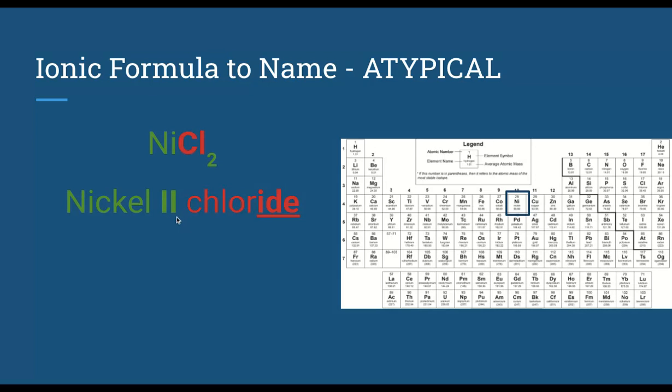To identify what Roman numeral I'm going to use, I need to uncrisscross my charges. And because this 2 is on the outside of chlorine, it must have come from nickel having a 2+ charge. Lastly, just change the ending of your anion to "ide."